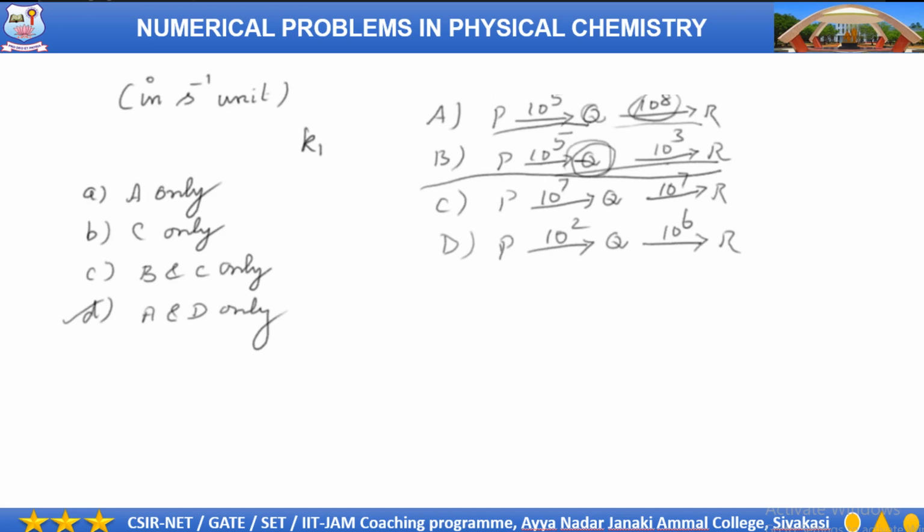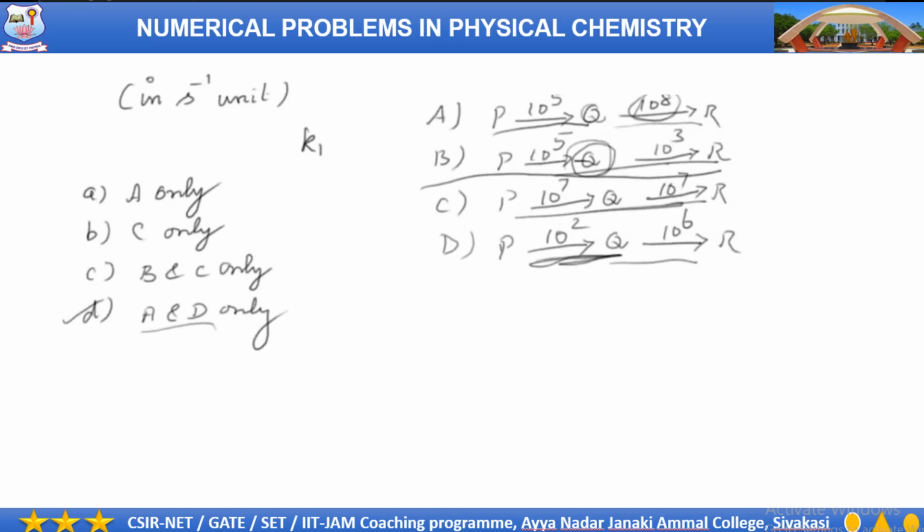Therefore, what may be obtained here? Accumulation of Q, or a maximum of Q, would be obtained here. Here the rate of formation is equal to the rate of consumption. Accumulation as well as complete transition is going on. Here also there is a transient species. Therefore, which is the correct answer? A and B.